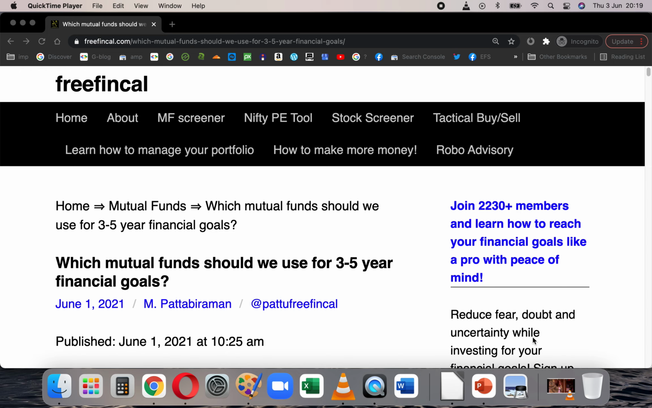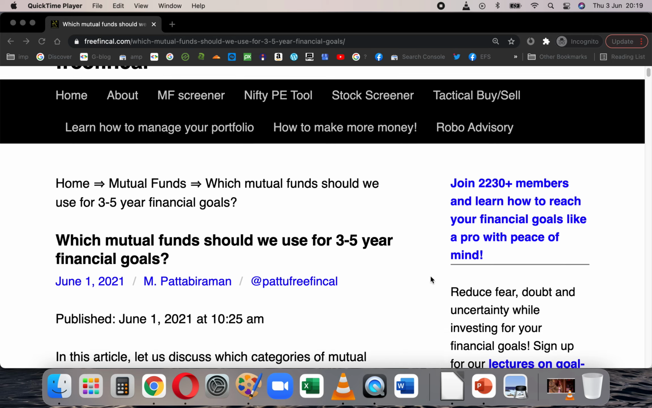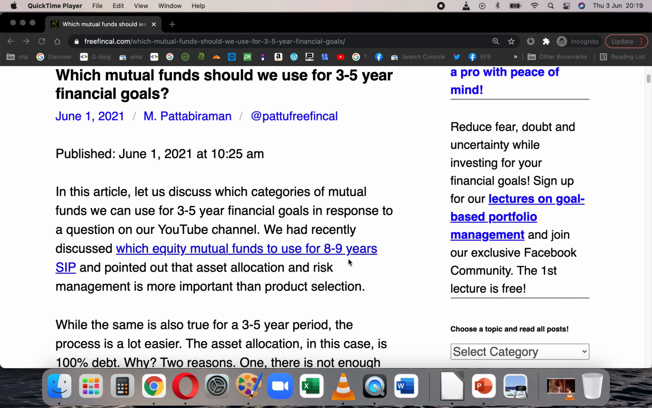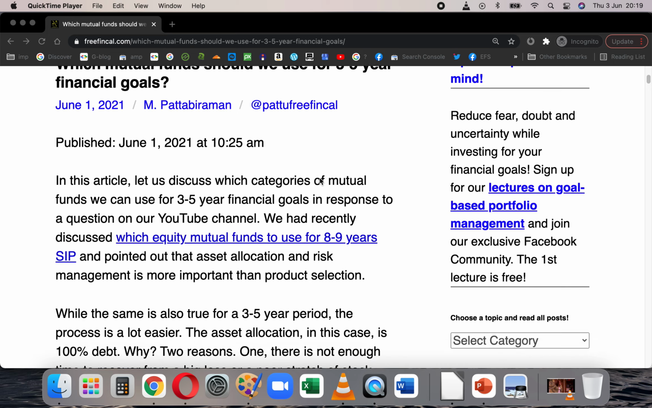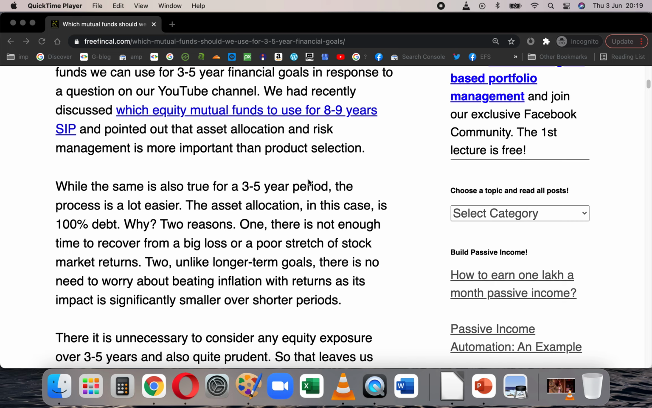Obviously, any kind of aggressive hybrid funds or direct equity funds should be avoided for 3 to 5 years, simply because if there is a loss in value, there will not be enough time for you to recover from that loss. So the asset allocation that you use for a 3 to 5 year goal should be 100% fixed income, 100% debt. There's no problem there. And although there will be some small impact due to inflation, beating inflation should not be the goal for 3 to 5 years. That's simply not necessary, because it's too risky. Then you have to take on risk, and that can backfire. So leave alone inflation for short-term goals.